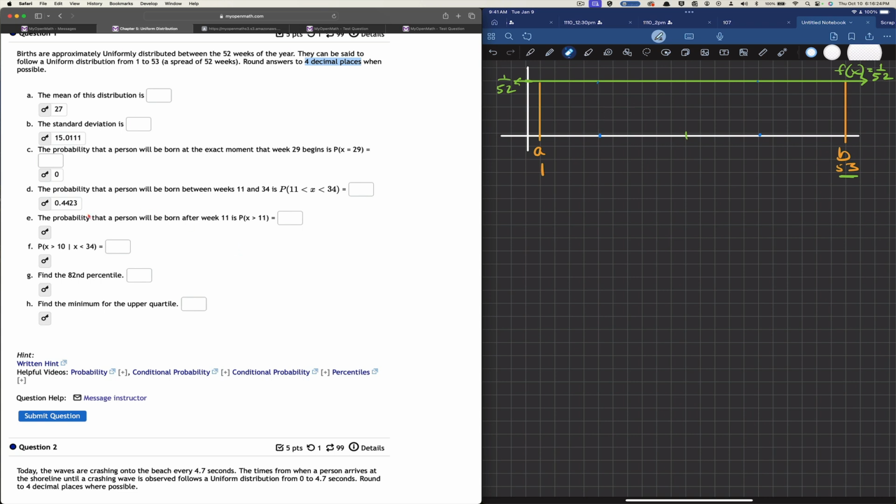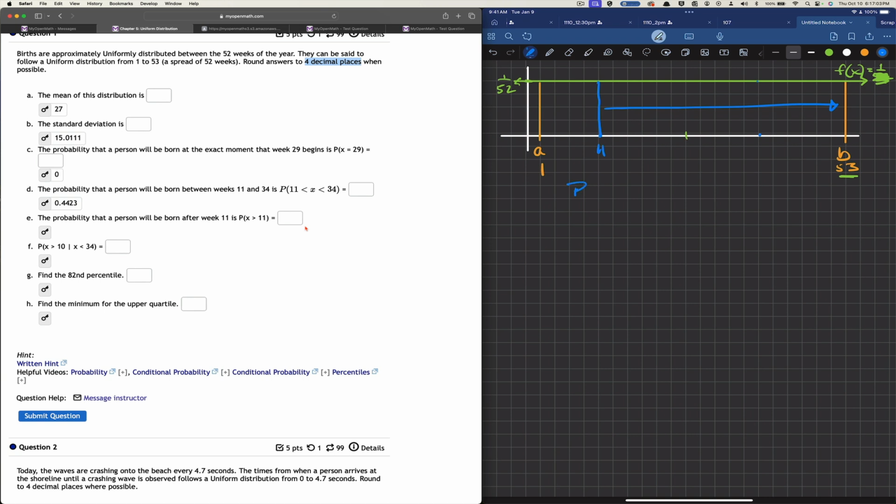Okay, so the next question is the probability that a person will be born after week 11. Week 11 happens to be the same 11, and that's just arbitrary. They're generating a random number there. So they're saying greater than 11. But remember, all of them are happening before week 53 occurs, so it's between 11 and 53. So we're really calculating the area of this large rectangle to the right of 11, where my blue arrow is situated.